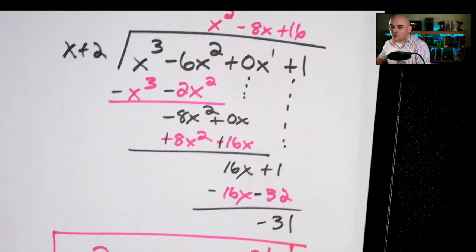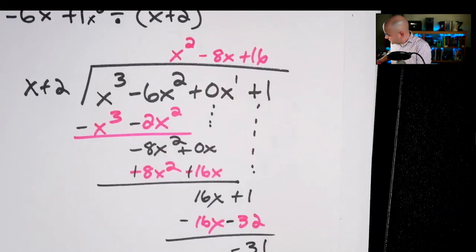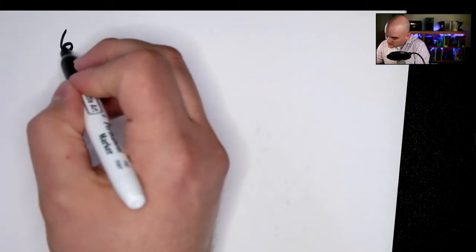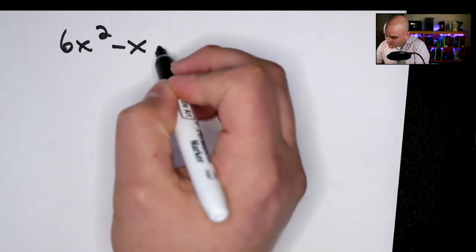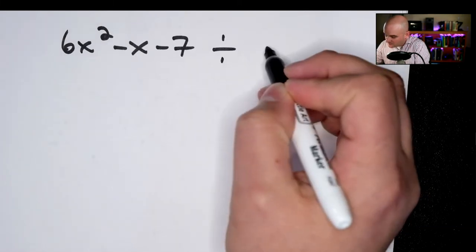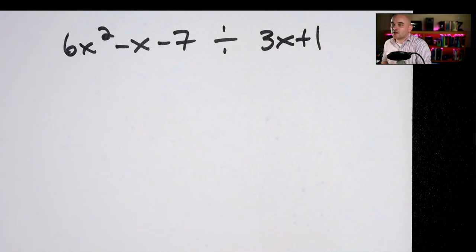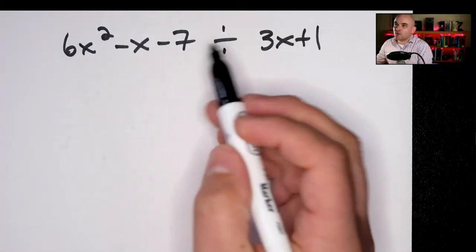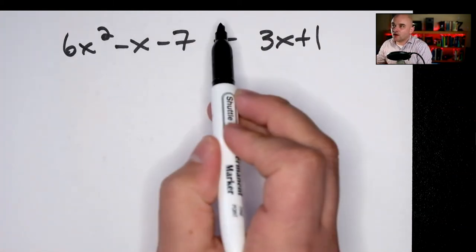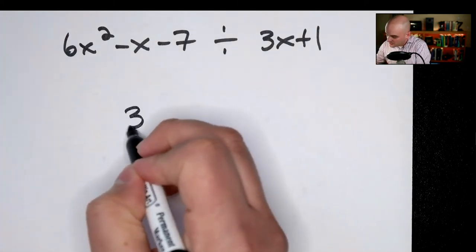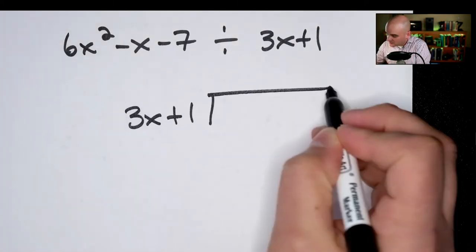Let's try out one more example so you've got plenty of examples to try out. I'm going to say 6x squared minus x minus 7. And we're going to divide that by 3x plus 1. Now, notice on this one, we've got it in descending order 2, 1, 0. We don't have to put any placeholders in this one. So I can just start right off by setting up my long division.